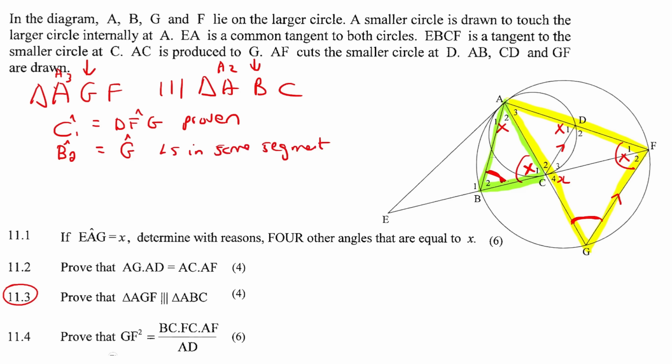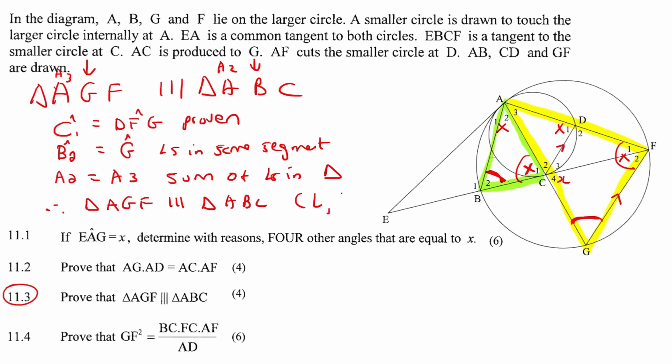Okay, now we're good to go, because remember that when you have two triangles and you are trying to prove that they're similar, once you've already proven two pairs of angles equal, then the third angles, so in the green one that would be A2, and in the yellow one that would be A3, are the same just by saying sum of angles in a triangle. And then we can say, therefore, triangle AGF must be similar to triangle ABC, and that is always because of angles.